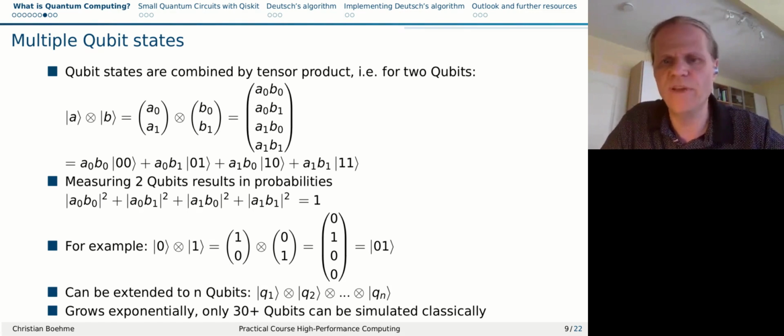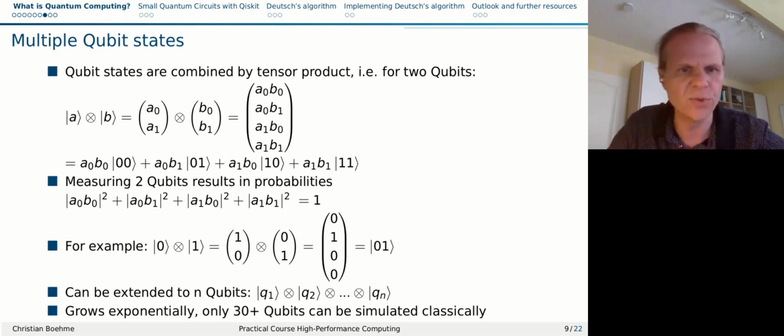You can extend this. For every qubit you add, you do this again. So you double the dimensionality of your vector and get accordingly more possible states. This grows exponentially, of course, with the number of qubits. And it turns out that only up to 30-something qubits you can simulate classically. Otherwise, that would be kind of a bad thing, because then quantum computing would not be very useful if you could just simulate it on a classical computer.